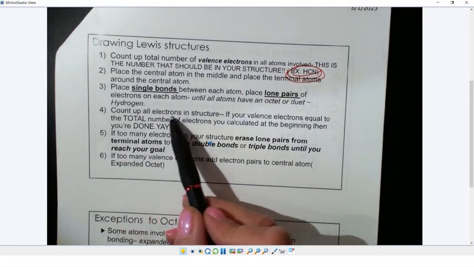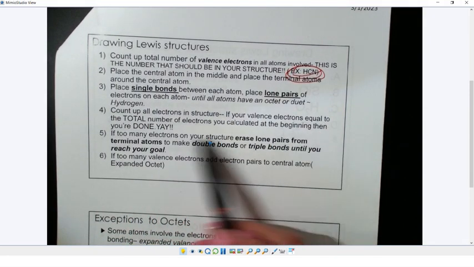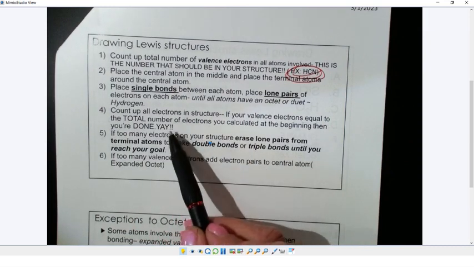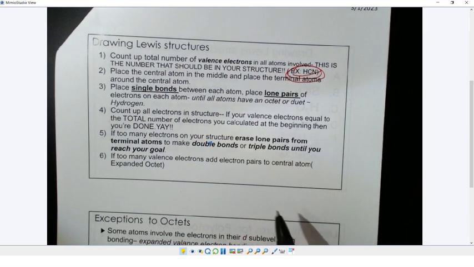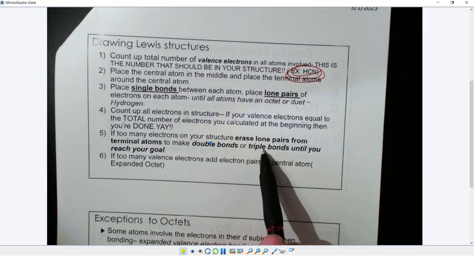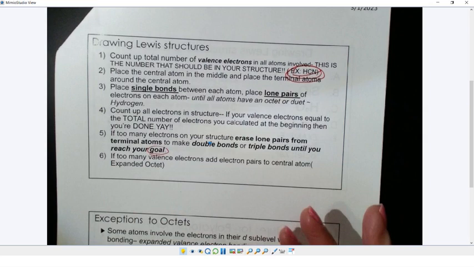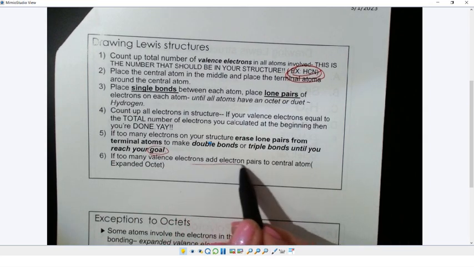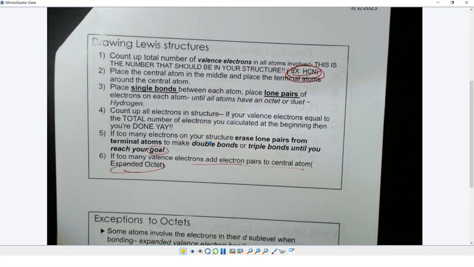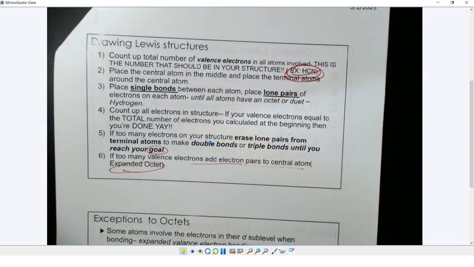We're going to count up all electrons in the structure. If your valence electrons equal the total number of electrons you calculated at the beginning, then you're done. If we have too many electrons in our structure, we're going to erase lone pairs off the terminal atoms. We'll make double or triple bonds until we reach our goal. And if we have too few electrons, we're going to add electrons to the central atom, and we'll talk about that in just a second. So let me get a different sheet of paper, and we are going to draw the Lewis structure for this guy right here.